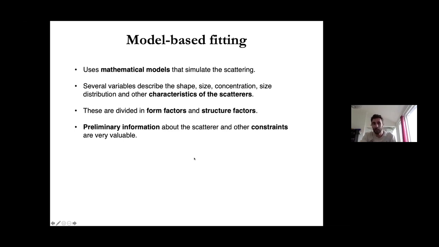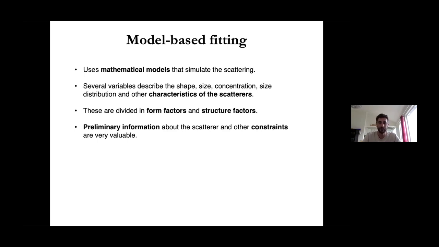And there is something important here, which is that it's good to have some preliminary information about the scatterer, either something that relates to the size or the shape. So sometimes doing some rough analysis using these model-free approaches, or even IFT, will be useful for selecting the appropriate model. Because when you have a sphere, it's pretty straightforward. But when you start to have more complex structures, there are so many parameters that you can basically fit whatever scattering function you have.